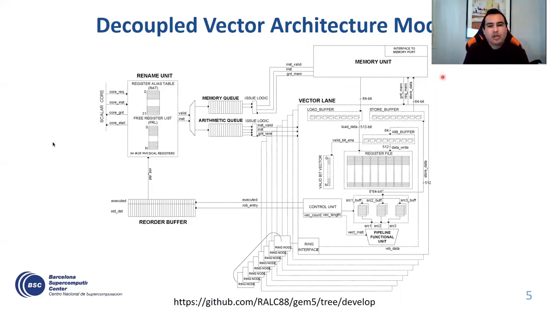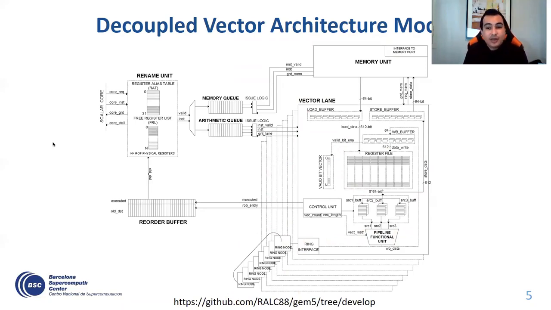For example, it is usual that designs for long vectors are connected to the L2 cache, while designs for short vectors are connected to an L1 cache. Regarding the lanes, we can configure the number of lanes in the design, and we can also configure the interconnection between them. In this case, we can see a ring interconnection, but we can also change it to a crossbar. Inside the lane, we can configure the latency of the functional units and also the number of functional units in each lane. And regarding the register file, we can configure the maximum vector length and also the number of read and write ports.